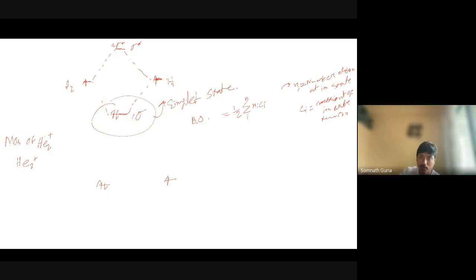And it will give me 1 upon 2, and 2 is the number of electrons, and it will give me the 1. So here the bond order is 1. Now for the helium 2 plus, similarly we have the atomic orbitals, and another axis is called the energy axis. Similarly over here also, this is called the energy axis.